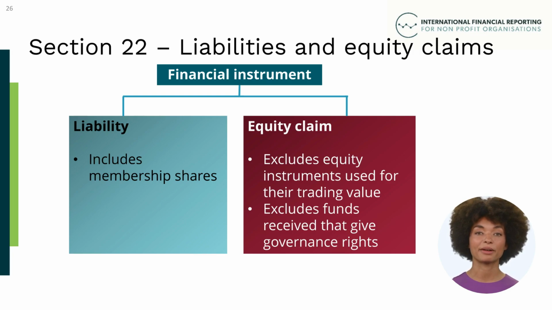Where an NPO issues membership shares that provide no entitlement to the NPO's net assets, they are not equity claims and instead are to be treated as liabilities. Funds received by an NPO that provide the donor with governance rights, but do not establish a financial interest in the net assets of the NPO, are not equity claims. Guidance has been removed from Section 22, where it related to the use of equity claims for their trading value, as well as share-based payments.